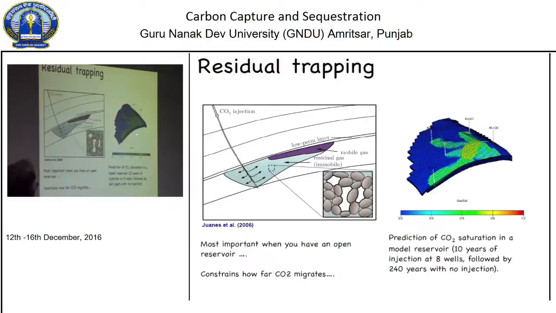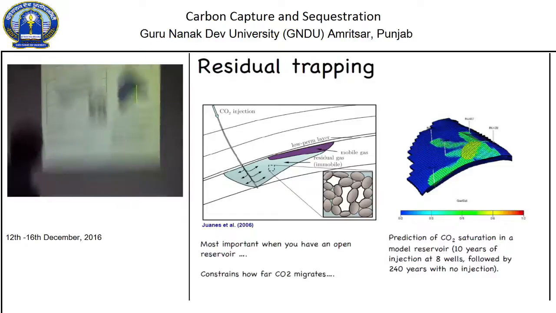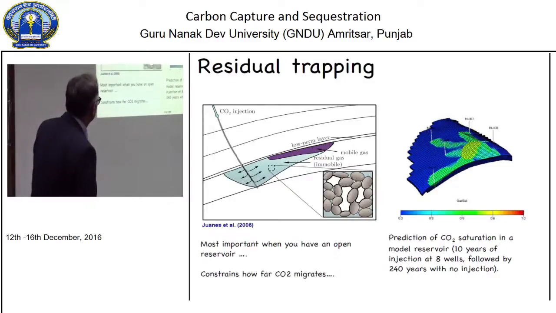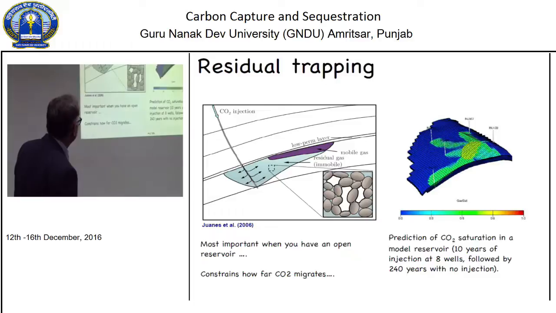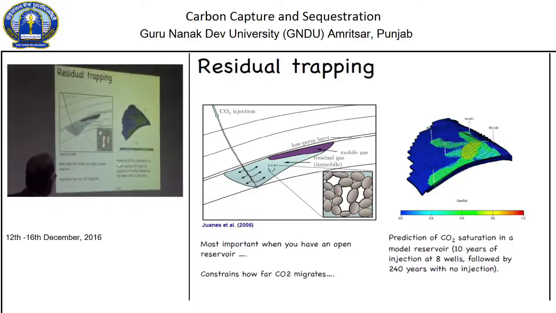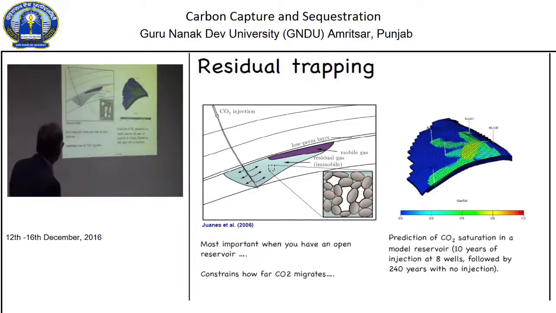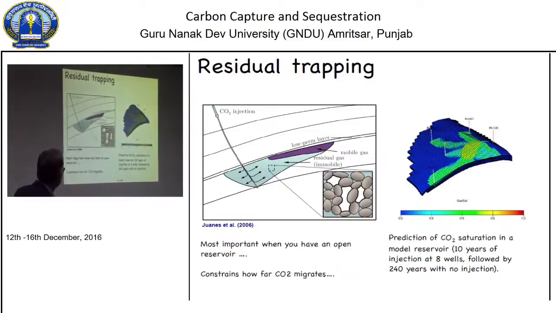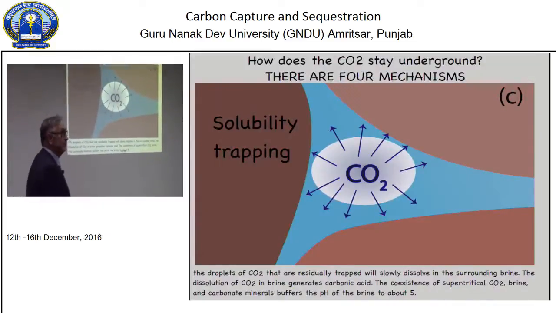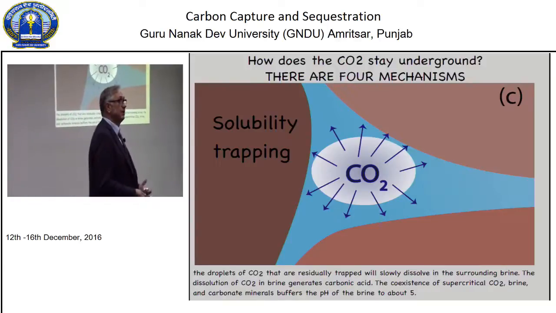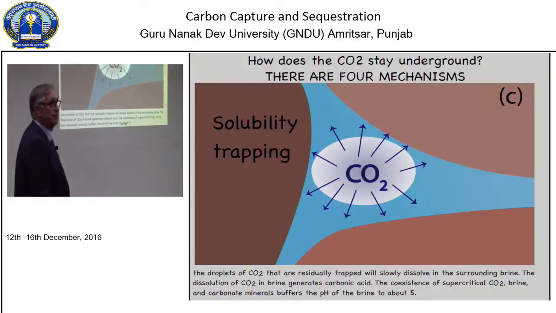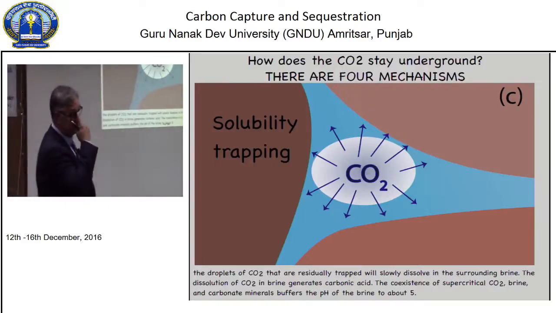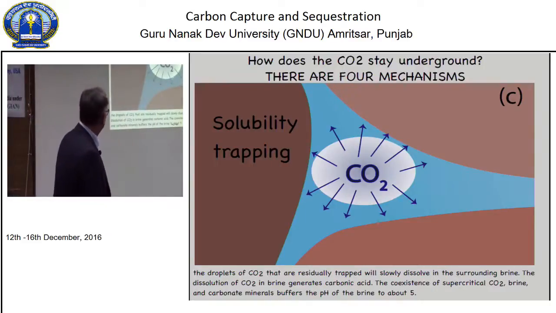Here's a picture of a prediction of the CO2 saturation in a reservoir 10 years after injection, and you can see the concentrations of carbon dioxide in these bubbles, and then here's another cartoon which shows this residual trapping. What else can happen? The thing that should be most obvious to you is the CO2 dissolves in the brine water. That's just like the process by which we make soda water, and that's called solubility trapping, and the CO2 slowly dissolves into the brine.